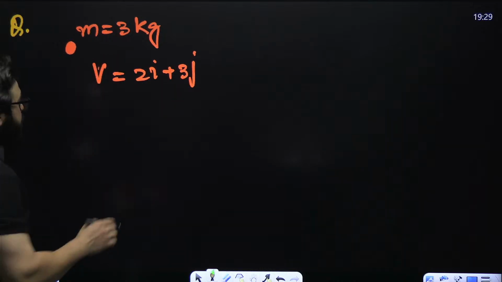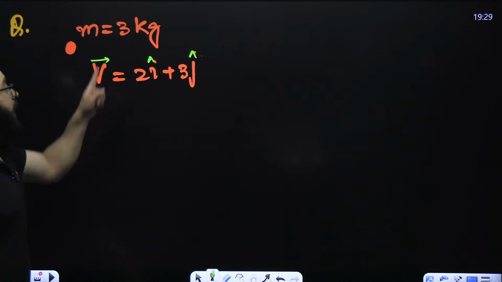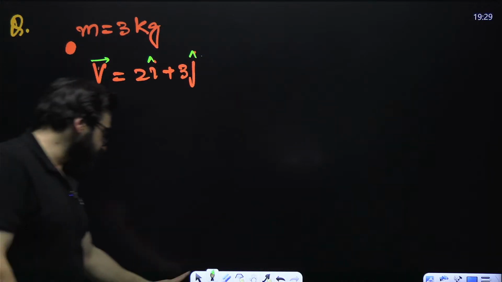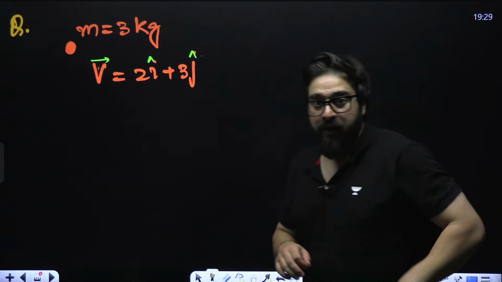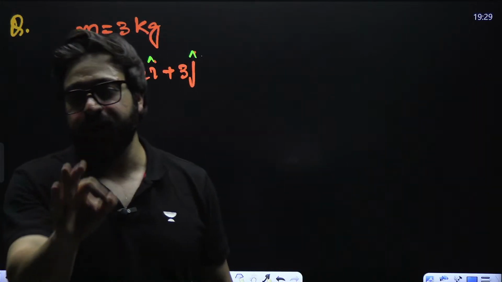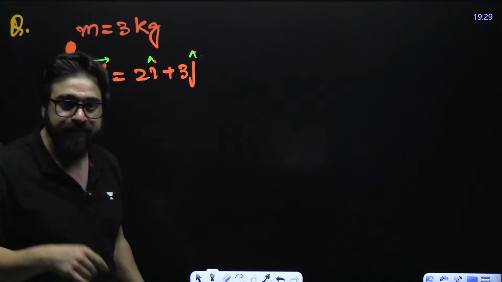Now, velocity is given as 2 i cap plus 3 j cap. Mass is given. We are supposed to find the value of momentum in this particular case. Guys, is this clear? Please, I don't want anybody to keep any confusion. Let me know in the chats. I'll clear it right now, right here.